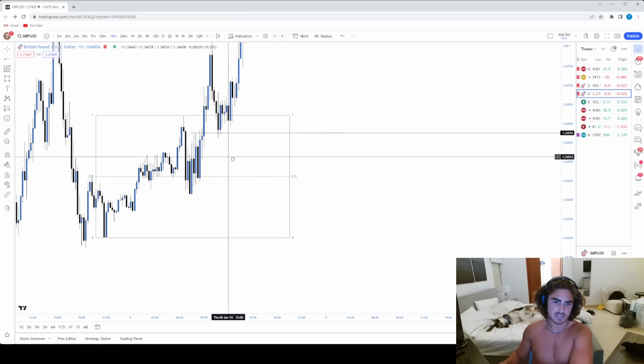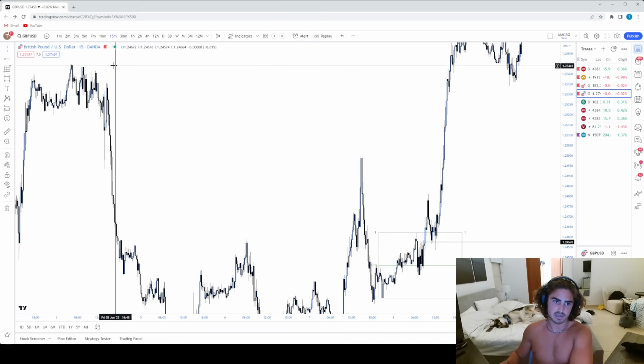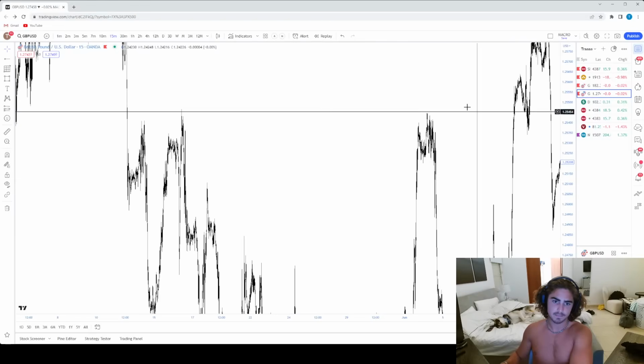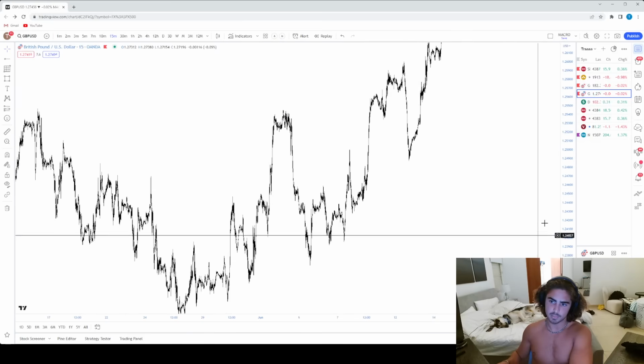Boom, we break structure off this high. Long it. Stops under here. Target where? Previous areas of liquidity. Simple shit.